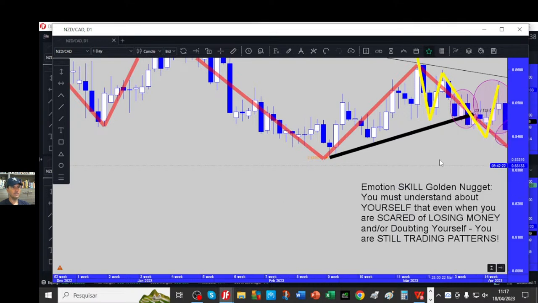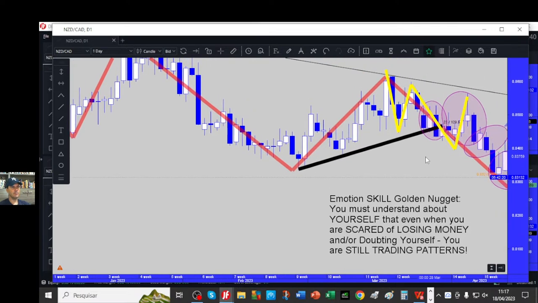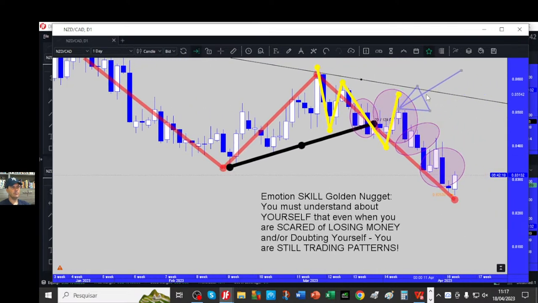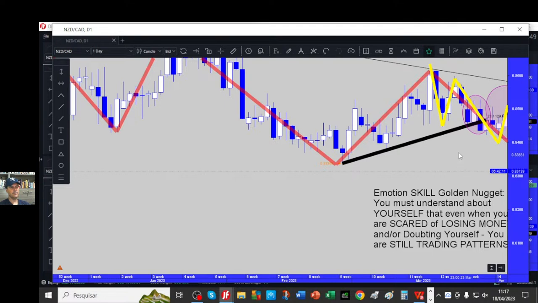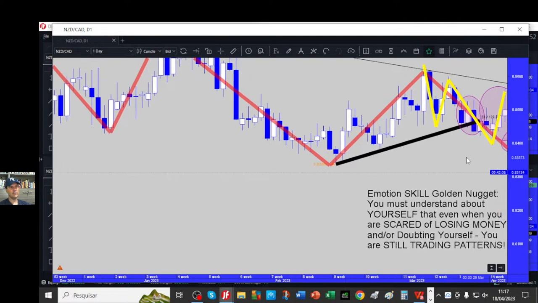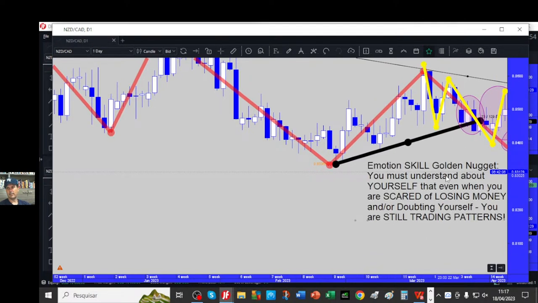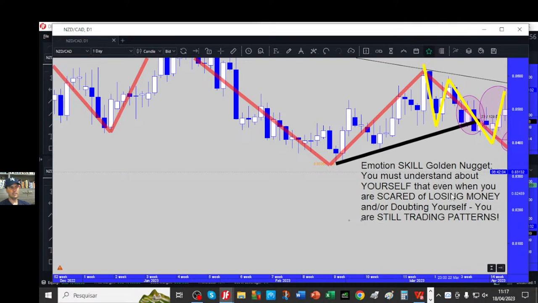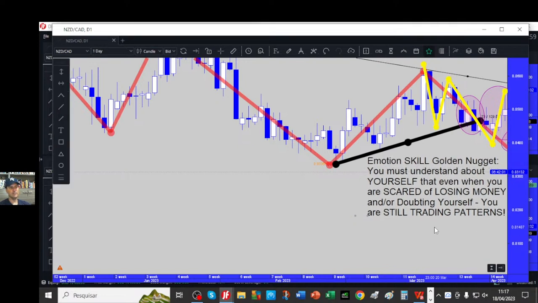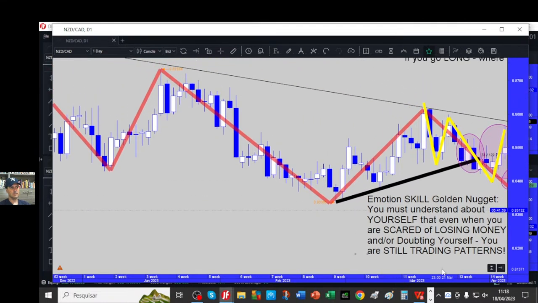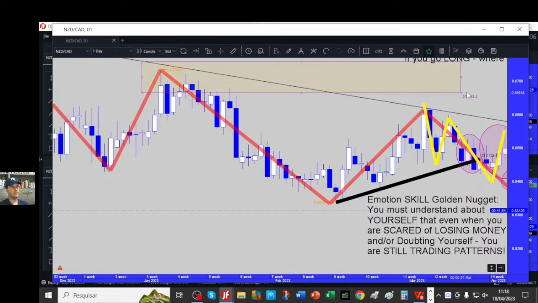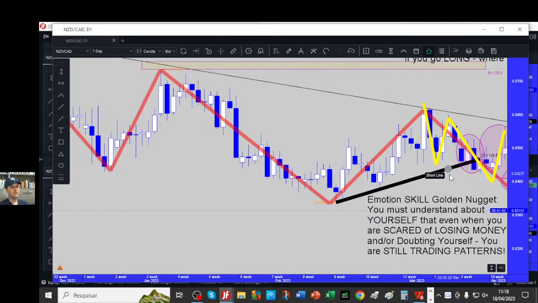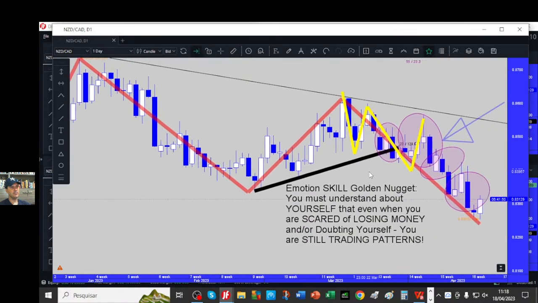There you go. You know, you should be shorting the market, but you're thinking, oh, the perfect entry, it's over. You know? Because you don't see the future, right? The market's making lower lows, lower highs, and you are scared of losing money and you are doubting yourself. You are still trading stop loss above in here, just an example. You are still trading patterns.